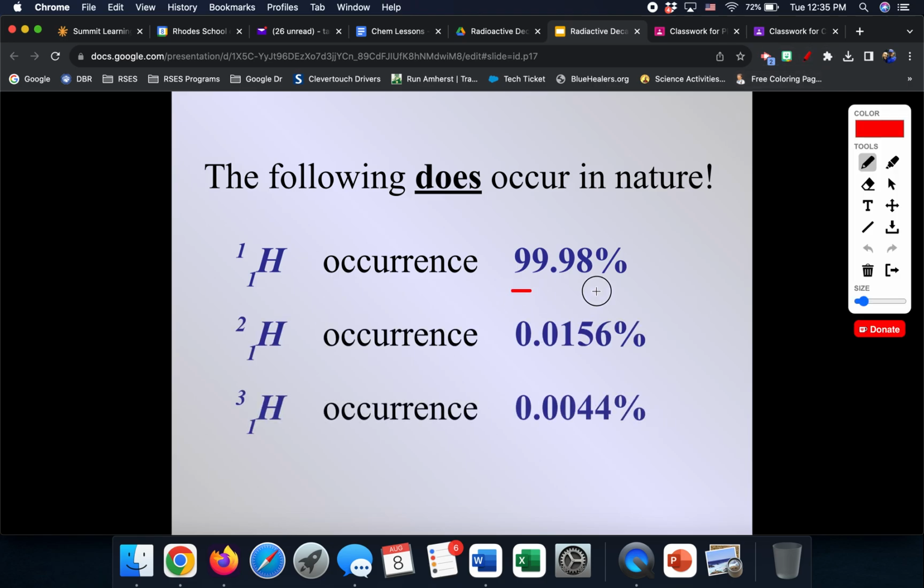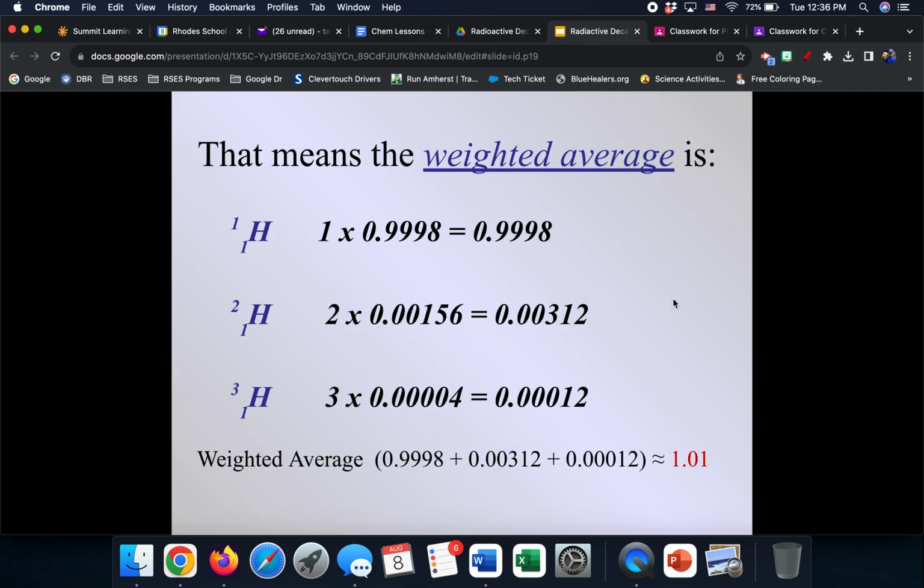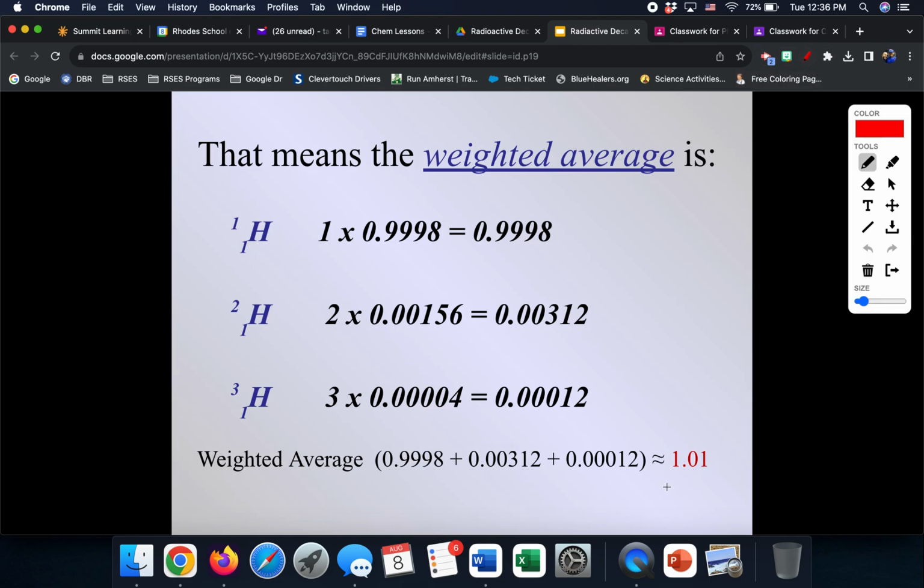So in nature, 99.98% of all hydrogen is hydrogen 1, which has 0 neutrons. A very small percentage have 1 neutron, and an even smaller percentage have 2. So if you had 10,000 hydrogen atoms, 9,998 on average would have 0 neutrons. 1.56 would have 1, and less than a half of them would have 2 neutrons. So when you do some fancy math, which you're not going to have to do, this is the atomic mass you see in the periodic table.